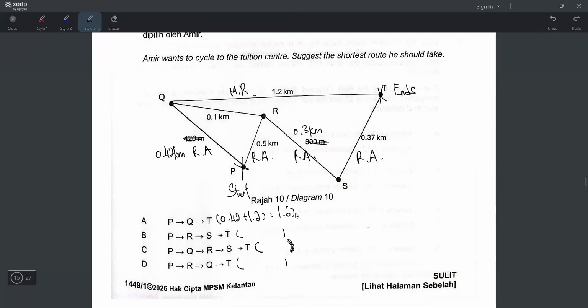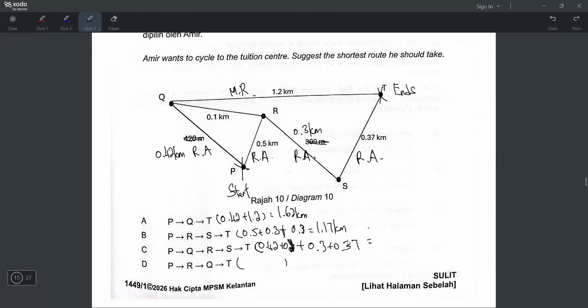Now the next one, PRST. So it's PR 0.5 plus RS 0.3, which is 0.8, and then plus S to T, which is 0.37. So basically 1.17. Now for C, P to Q to R to S to T. So 0.42 plus 0.1, and then plus 0.3 plus 0.37.